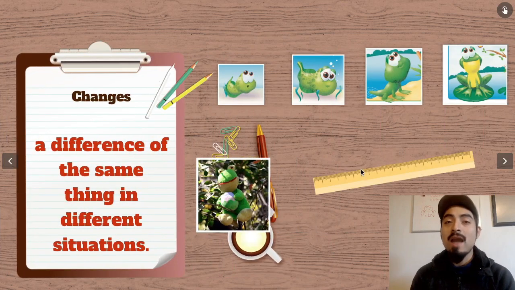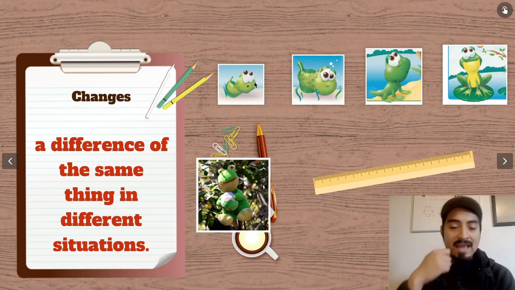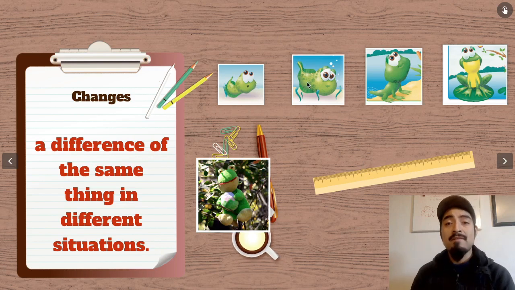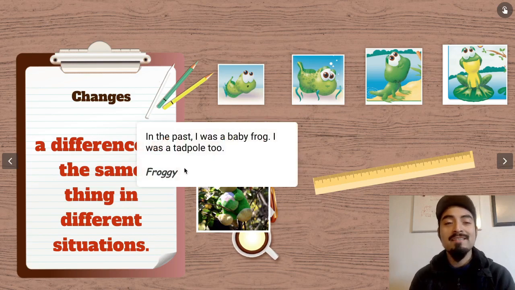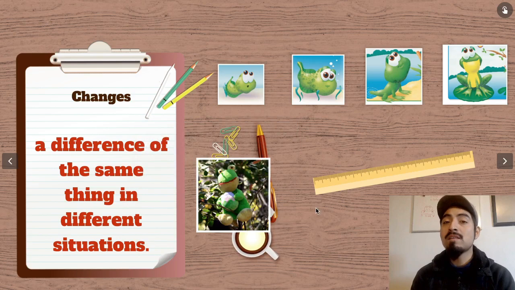In the previous story, I Met Ted, there was a big change. The main character, Ted, had many changes. At the beginning of the story, he was a tadpole. And he ate a lot and got very fat. Then he could go out of the pond. At the end of the story, Ted was a big frog. A big change. Froggy says, in the past, I was a baby frog. I was a tadpole too. And that's right, a baby frog is called a tadpole.